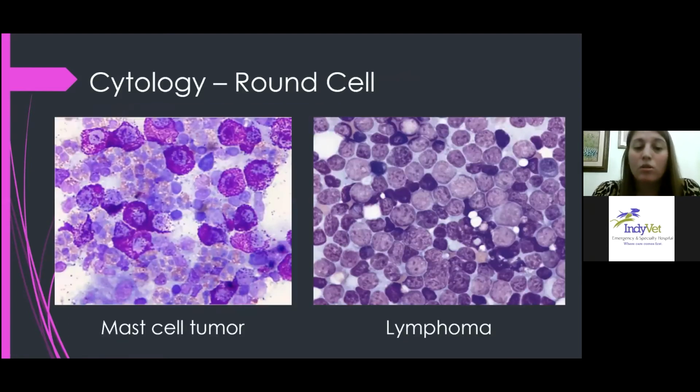Round cell tumors, on the left is a mast cell tumor. All of the little stained dots are granules from the mast cells. That's the histamine that increases gastric acid secretion I talked about earlier. On the right is lymphoma from an aspirate of a lymph node.